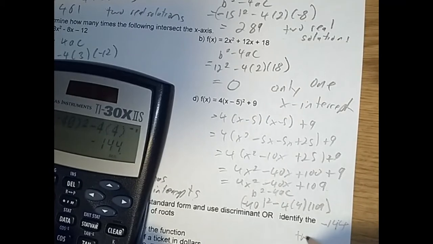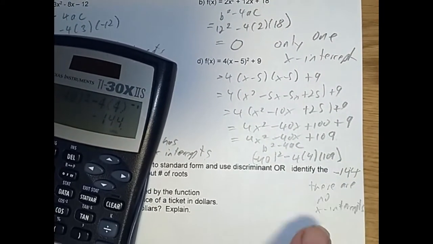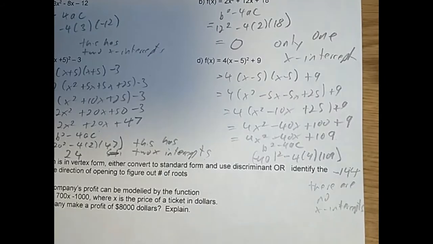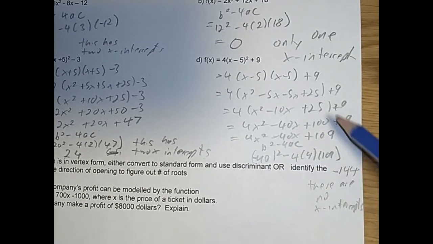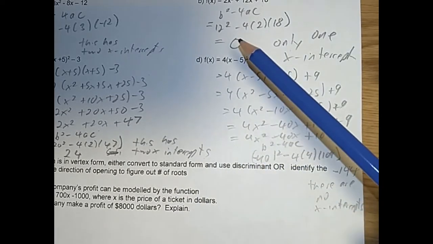There are no x-intercepts when it's negative. Again, if it's a 0, there's one x-intercept. If it's negative, no x-intercepts. And the positive ones show there's 2.